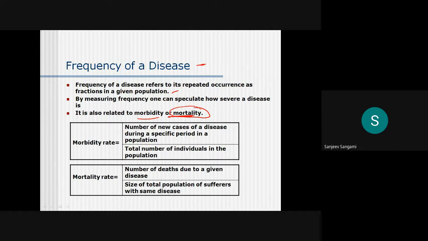For a given population in a short time. So how exactly will it be measured? The morbidity rate is nothing but the number of new cases of a disease during a specific period in a population.